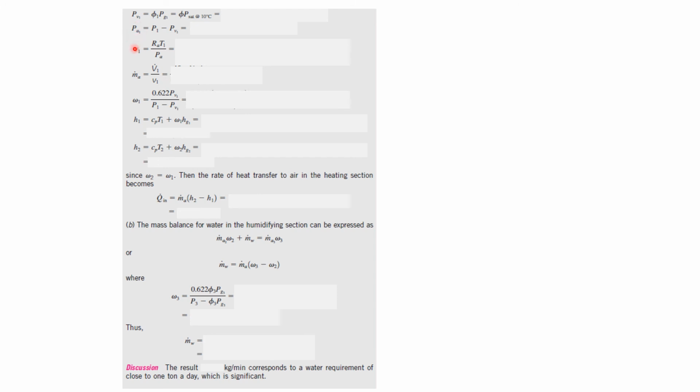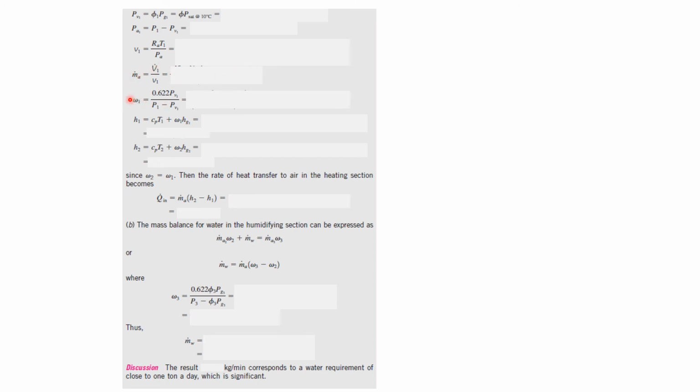So using PV equals mRT, you can find the specific volume for the air, right? And then this will give you the mass flow rate of air, right? So this is given in the equation. Based on whatever value is given to you in the equation, bear in mind that it is per minute. Change it to per second if you want, or you can keep it as per minute, but just be careful with your units.